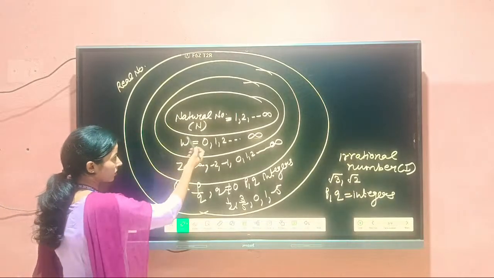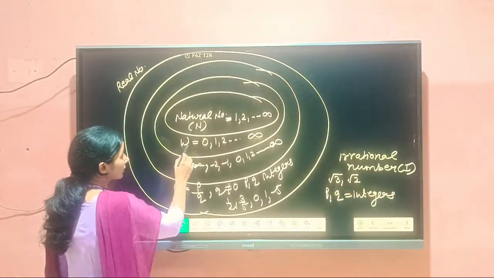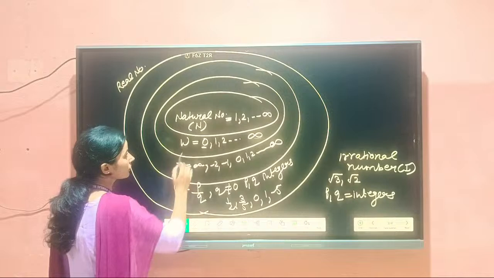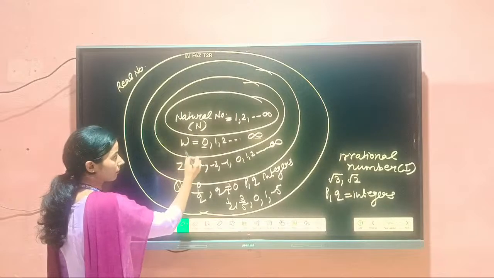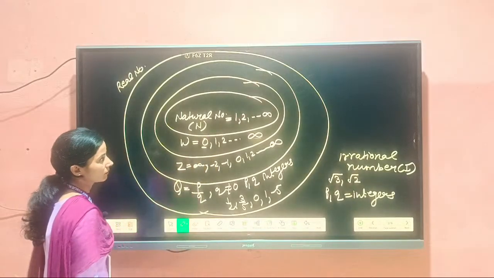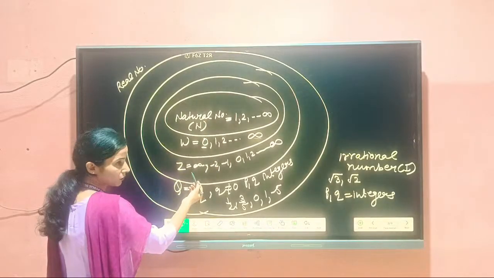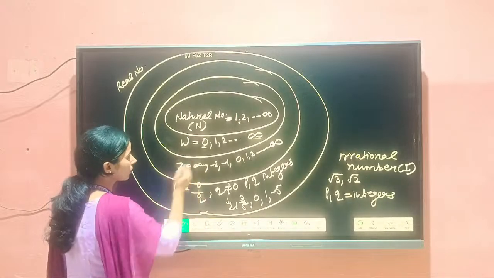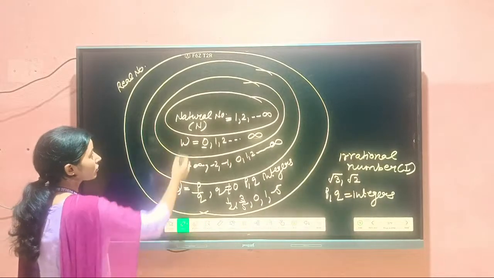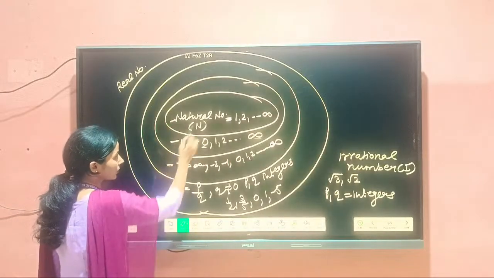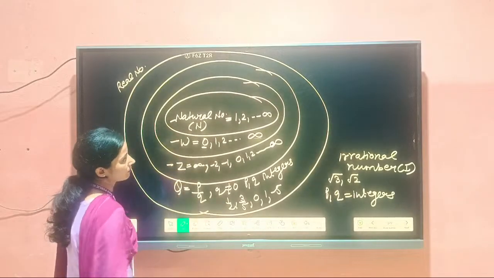But if I see its converse, are all whole numbers natural numbers? No, because 0 is a number which is not in natural numbers. So we can say all natural numbers are whole numbers, but all whole numbers are not natural numbers. Further, all natural and whole numbers are included in integers, but all integers are not whole, and not natural numbers. Now all these natural, whole, and integers are counted in rational numbers.